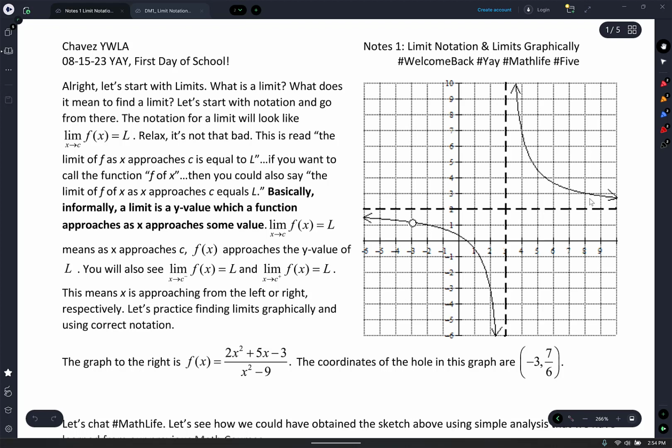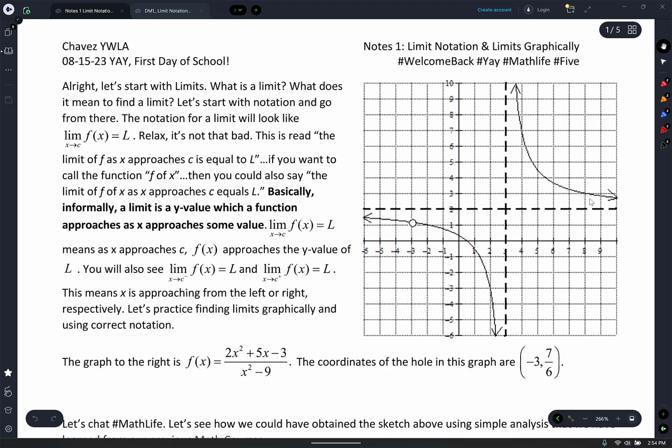You will see limit as x approaches c, and in the little upper right hand corner there's a minus sign. That means from the left. Limit as x approaches c with the little plus sign equals L. That means from the right. This means x is approaching from the left or right, respectively.